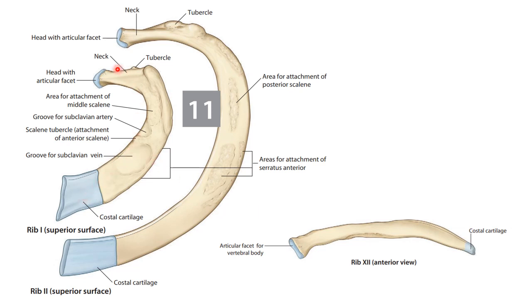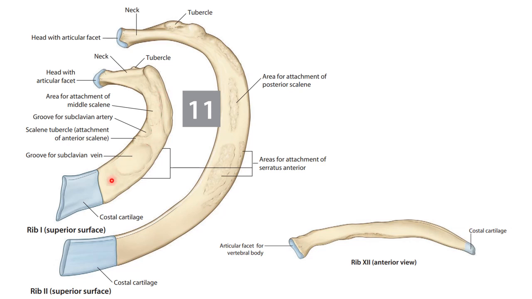We will see first the first rib. The first rib is flattened from superior and inferior, it does not have external and internal surfaces. This is number one. The head has a single articular facet, not two articular facets. The neck and tubercle are short and broad.